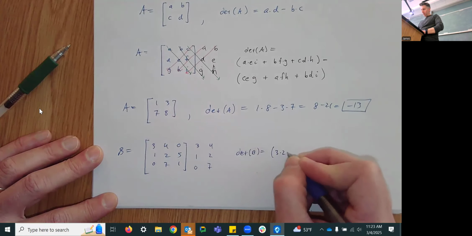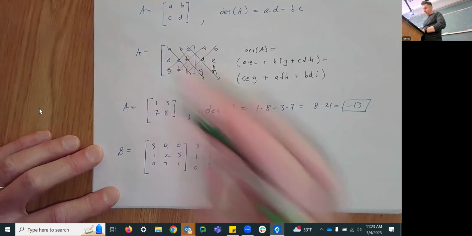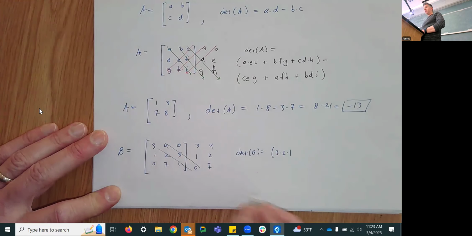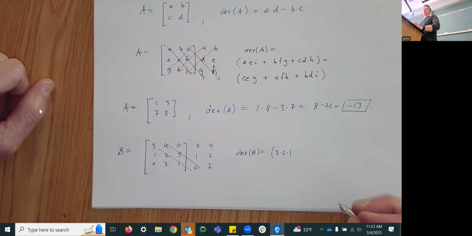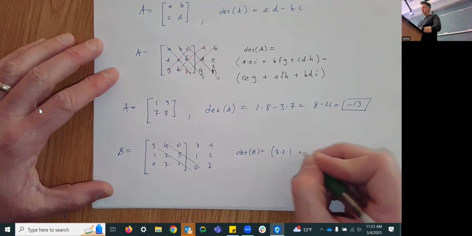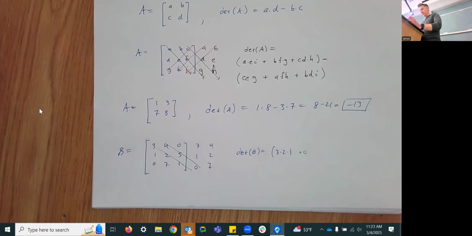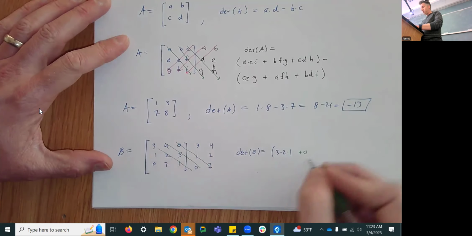3 times 2 times 1. I do think drawing the lines is helpful. So 3 times 2 times 1 plus 4 times 5 times 0. Don't write 4 times 5 times 0. Write 0. Or don't even write 0. But don't write 4 times 5 times 0, please. And 0 times 1 times 7. Oh, also 0. Cool.